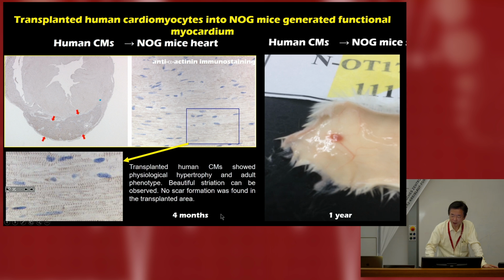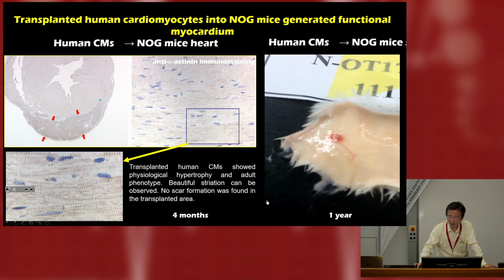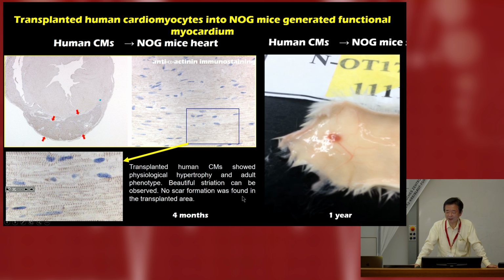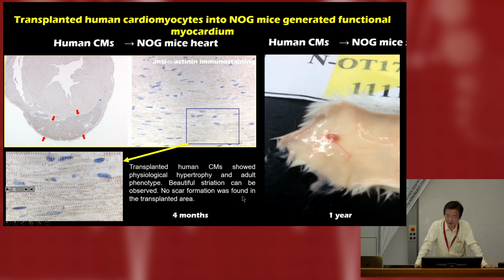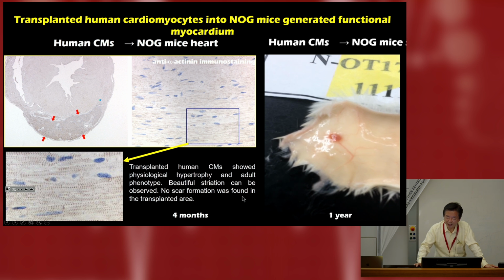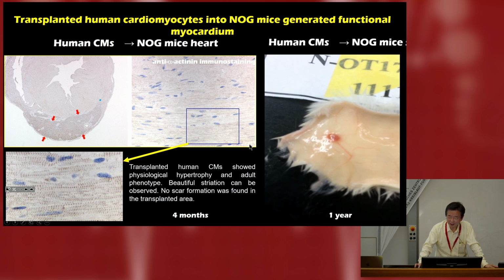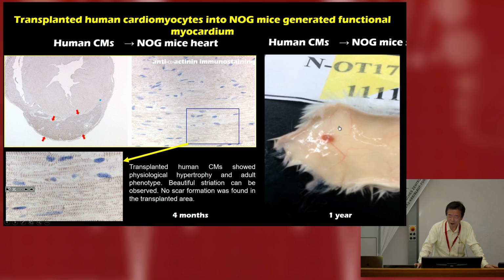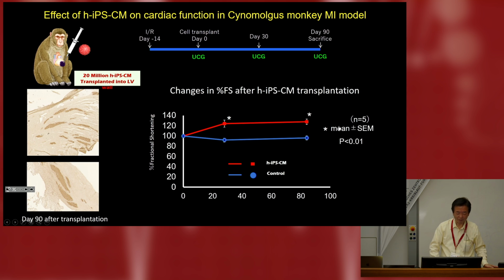This is 1 year after transplantation. This is human cardiomyocyte transplanted into a nude mouse's skin. As you can see, human cardiomyocyte formed like a heart tissue and shows spontaneous beating. There is no teratoma formation. Very interestingly, new angiogenic formation can also be observed.